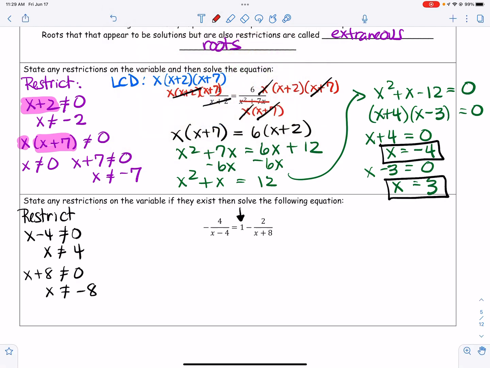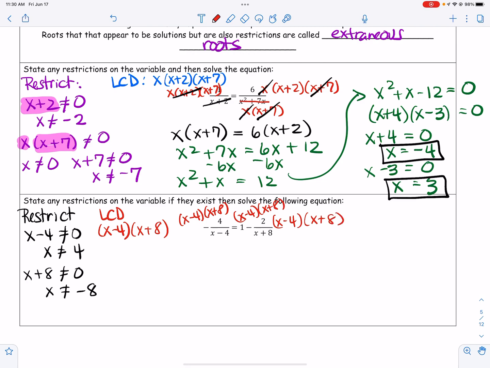Then I find my LCD. And my LCD is going to be x minus 4. I need one of those. And x plus 8. I need one of those. So I'm going to multiply every term by the x minus 4, x plus 8. So it gets a little cramped here, but you can do it this way. I'm going to show you kind of a shorthand. Is I'm going to write x minus 4, x plus 8, x minus 4, x plus 8, and then x minus 4, x plus 8.